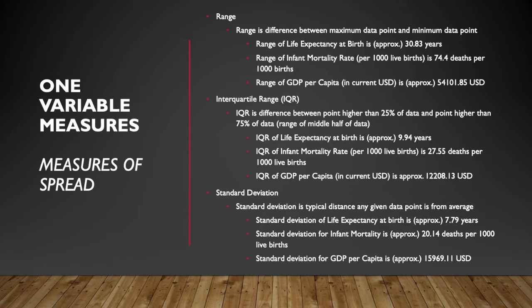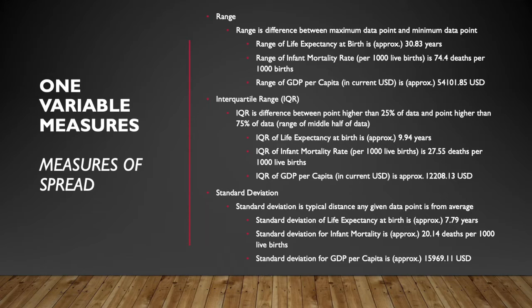The IQR is the difference between the point that is higher than 25% of the data, the 25th percentile, and the point that is higher than 75% of the data, the 75th percentile. It is the range of the middle half of data points. In this case, the IQRs of each variable are much lower than the respective ranges.